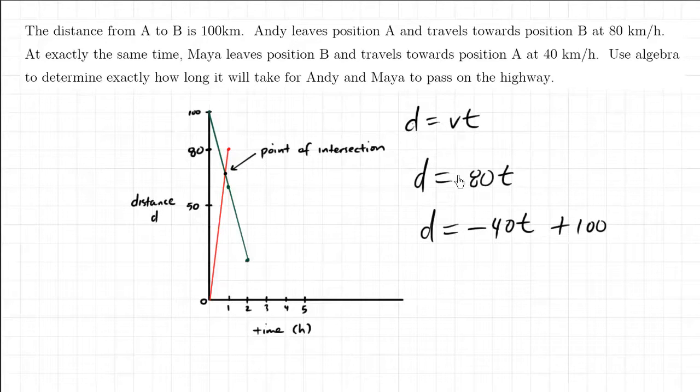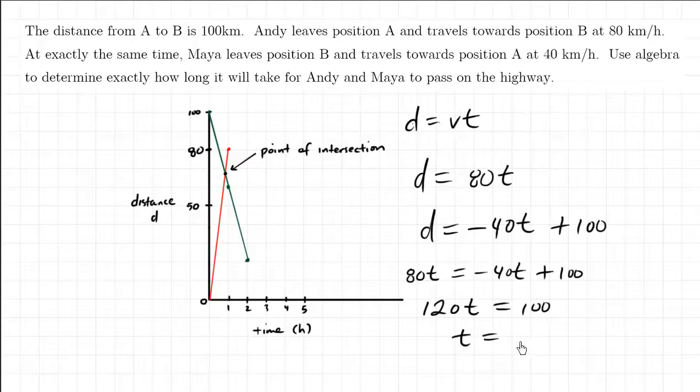So we have the two key equations, two different unknowns. We can solve for d and t. Because the two d's are the same, we can simply equate these other two pieces. We'll say that 80t equals negative 40t plus 100. I'm going to move this negative 40 over, so I have 120t equals 100. Divide both sides by 120. We get t equals 100 over 120. We're talking about hours, so this is exactly equal to 0.8333 repeating hours.